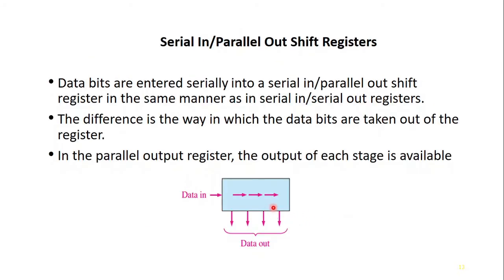Next comes the second group of shift register, serial in, parallel out. Here the data bits are entered serially into the serial in, parallel out shift register in the same manner as serial in, serial out registers. The main difference is the way in which the data bits are taken out of the register. In a parallel output register, the output of each stage is available. Here there is only one input line for the data, and for the output there are multiple lines.